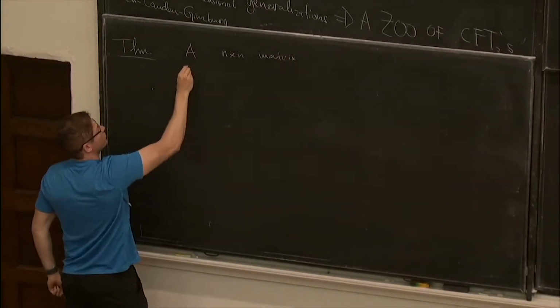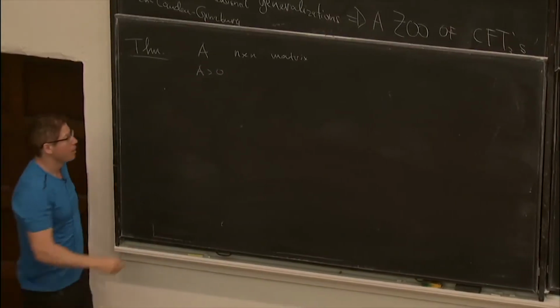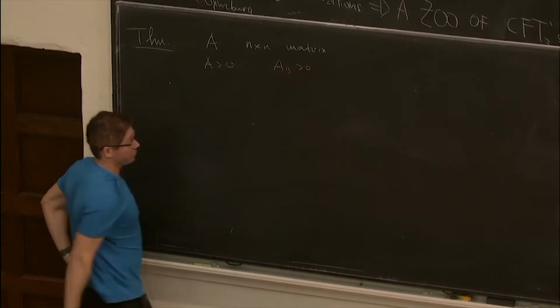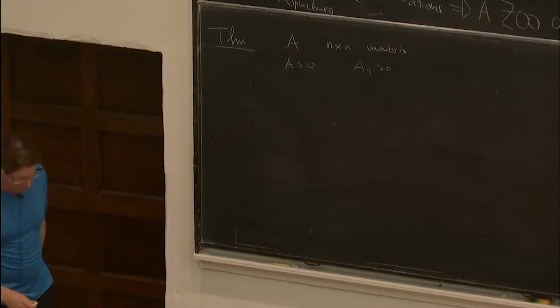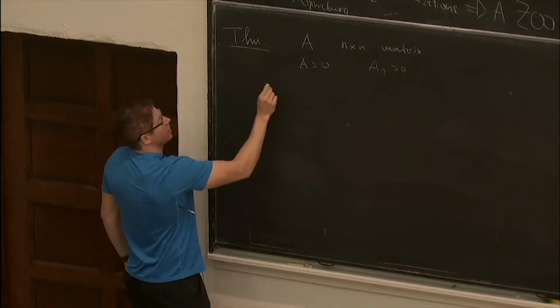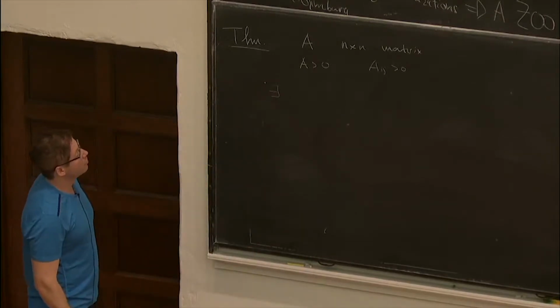And I will use this notation, A bigger than 0, to mean that all the entries of the matrix, all of them, are strictly bigger than 0. It's a basis-dependent statement. But let's suppose that such a basis exists. So the statement that I would like to prove first is the following surprising statement.